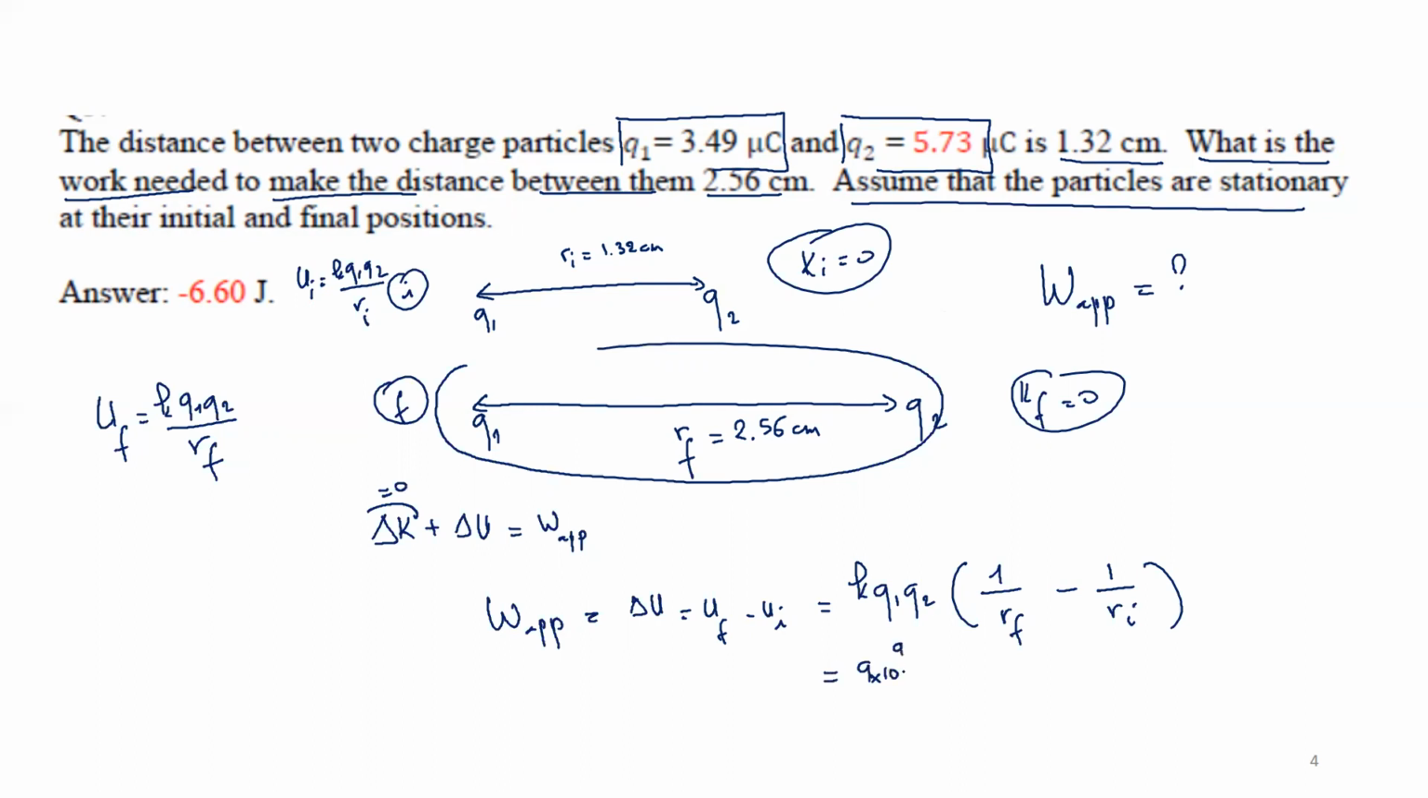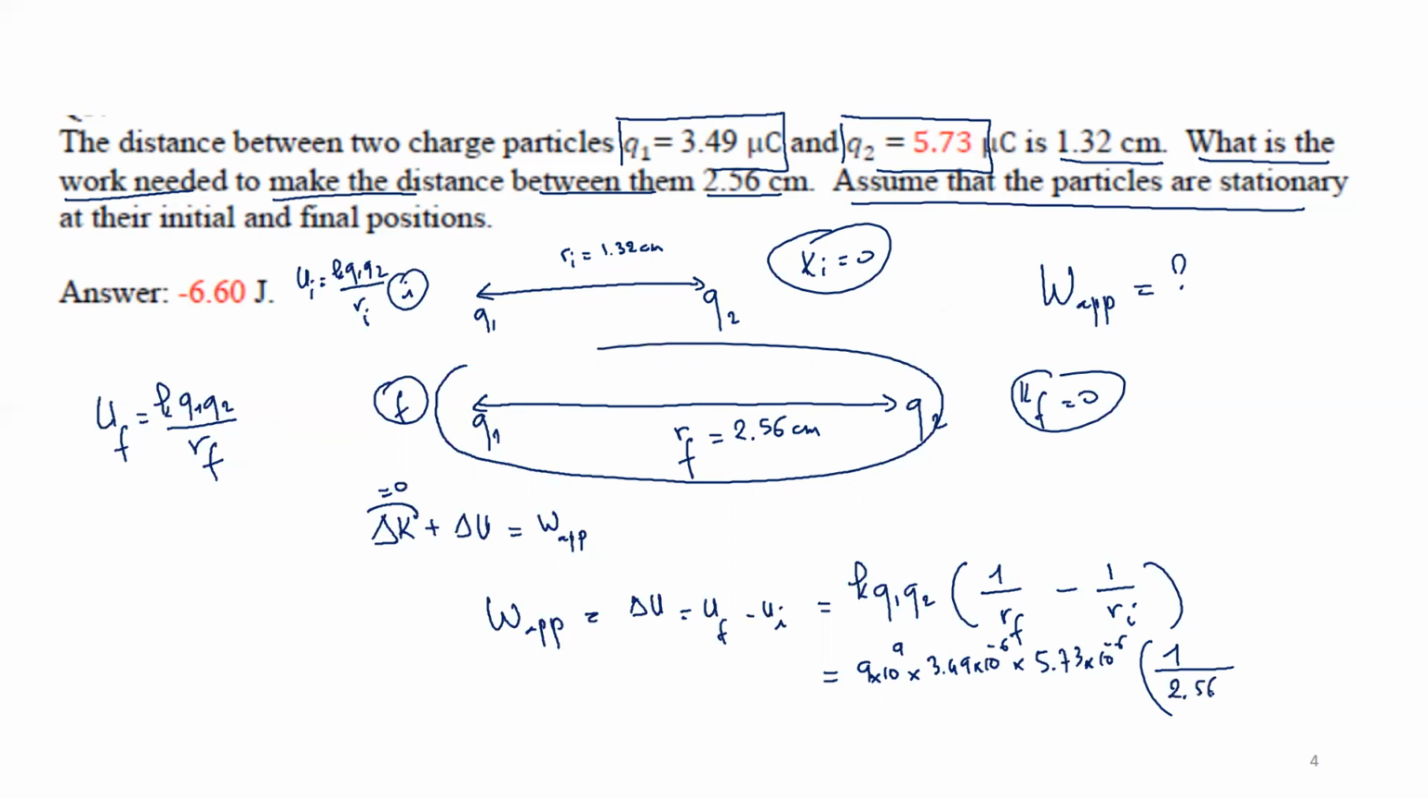K is 9 times 10 to the power 9 in SI unit. Q1, you put it in SI unit, of course, so you have 3.49 times 10 to the power minus 6. Q2 is 5.73 times 10 to the power minus 6. Now 1 over RF. What is RF? RF is 2 centimeters. You put it, of course, in meters, right?